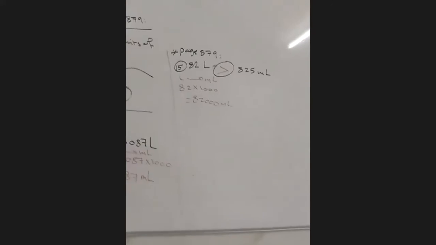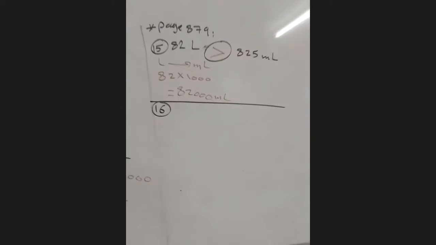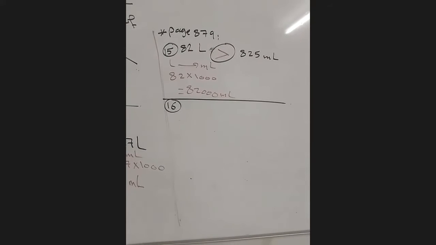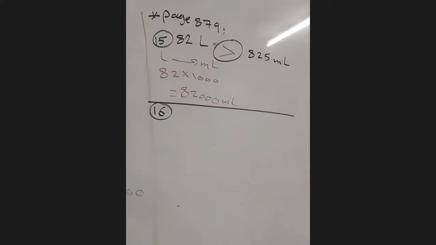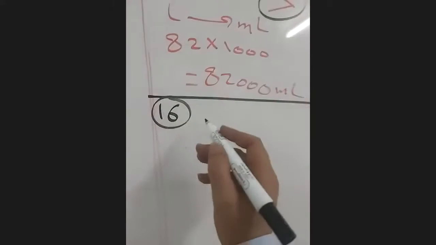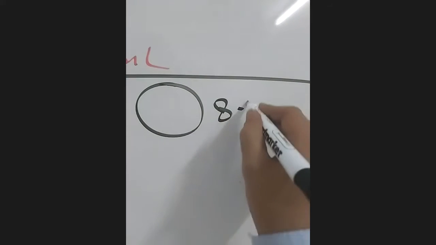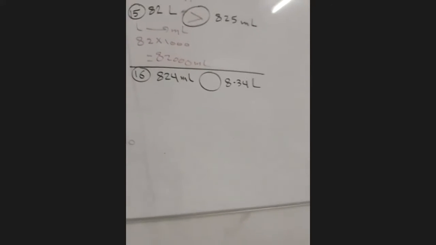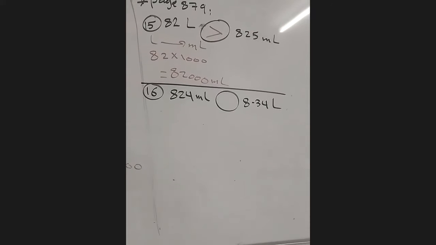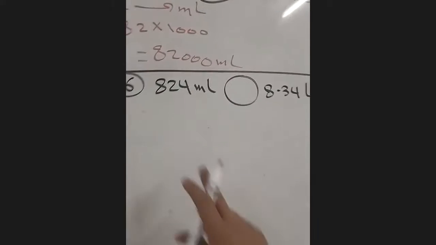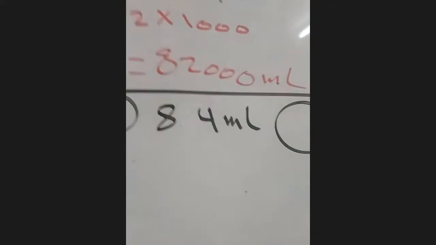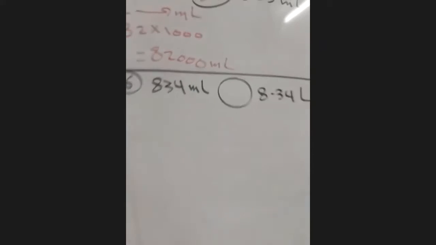So question 15, 82 liter is bigger. This is question 15. Let's do 16 now. Question 16. Muawiyah, read. 834 milliliter and 8.34 liter. Good. What will you do now? Mr., here is 3, not 2. Here? Yeah. Fine.